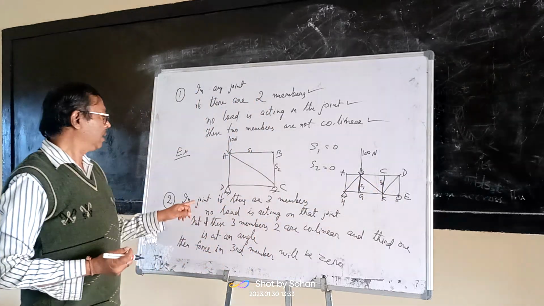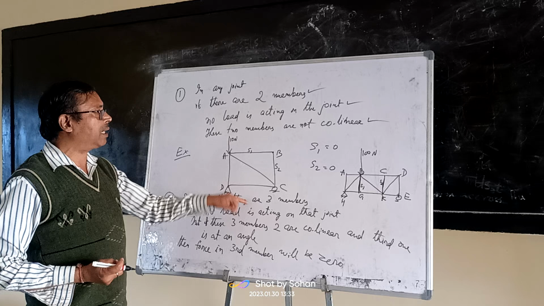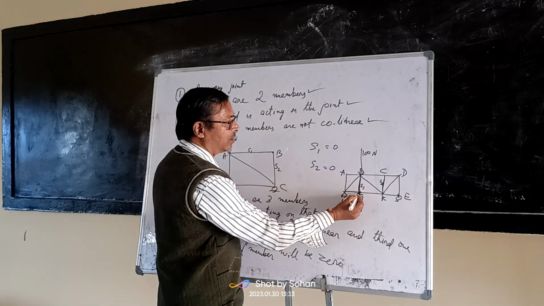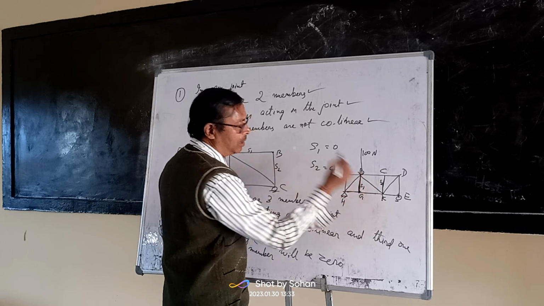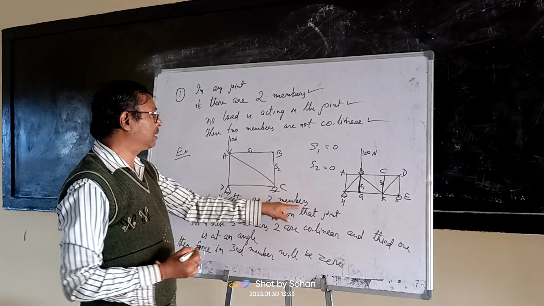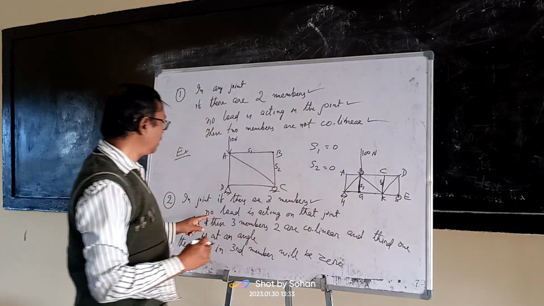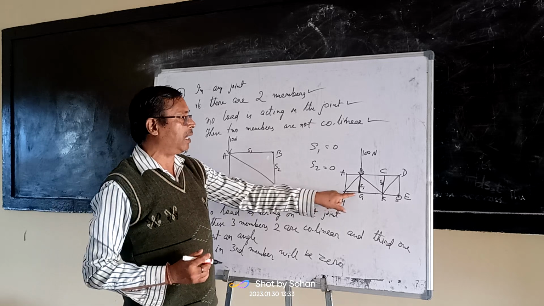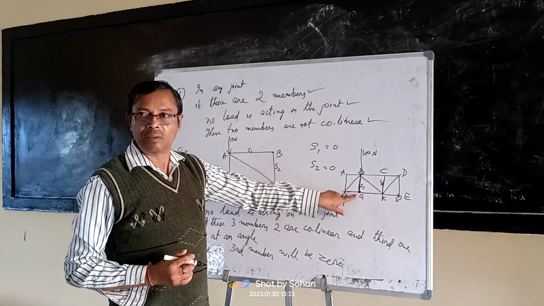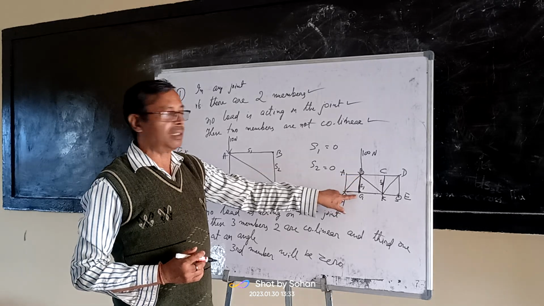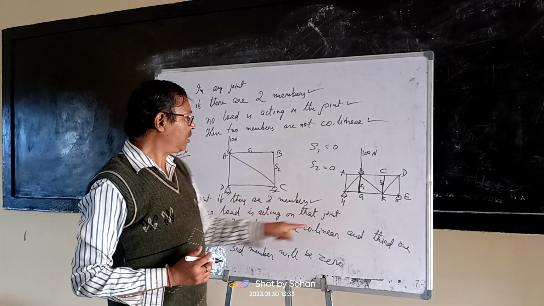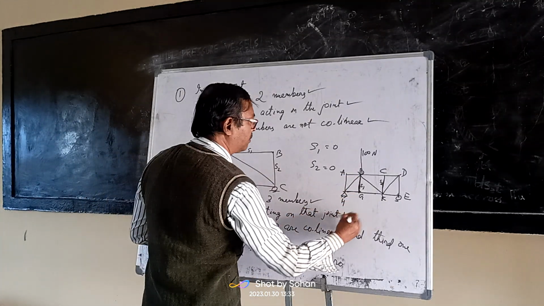Go towards this question. In any joint, if there are three members. Go to this joint. How many members are there? Number 1, number 2, number 3. So three members means this condition is satisfied. Another, no load is acting on that joint, at joint G. Is there any load? No. Load is acting at the joint B, but not at the joint G. Therefore, this condition is also satisfied.